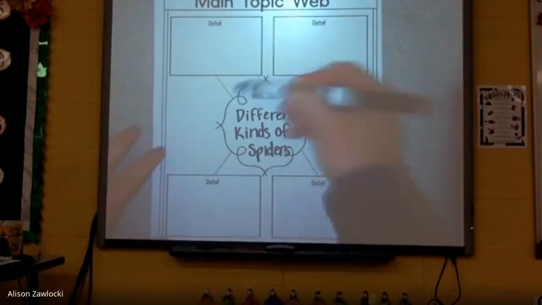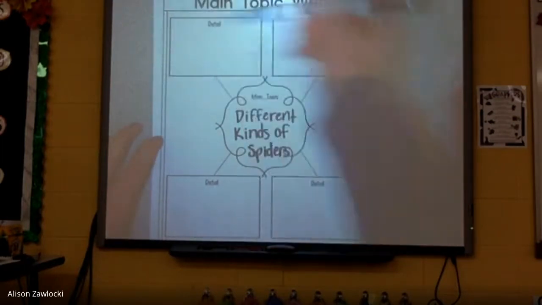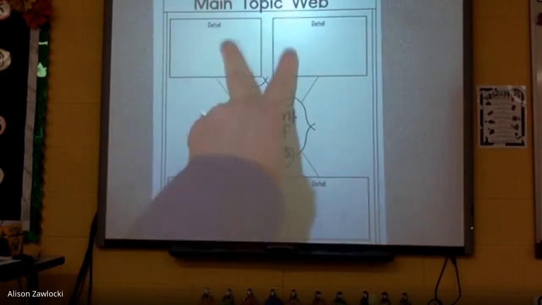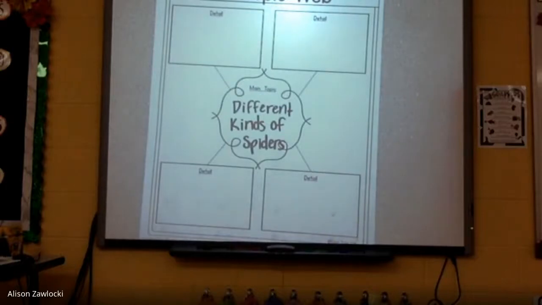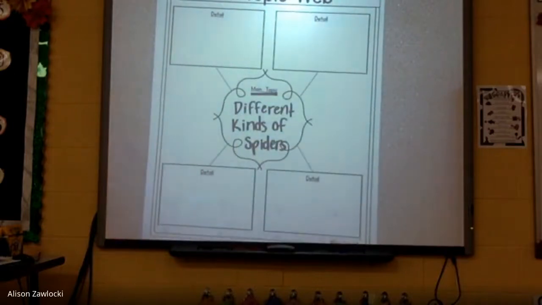I'd like you to make a circle in the middle of your paper, and then you're going to make 1, 2, 3, 4 lines just like this, and you can make boxes. 1, 2, 3, 4 boxes. And we're only going to fill out these 2 today. We will fill out these 2 details tomorrow. So go ahead and write in the middle, main topic, different kinds of spiders. That's what our book is mostly about. Great job.